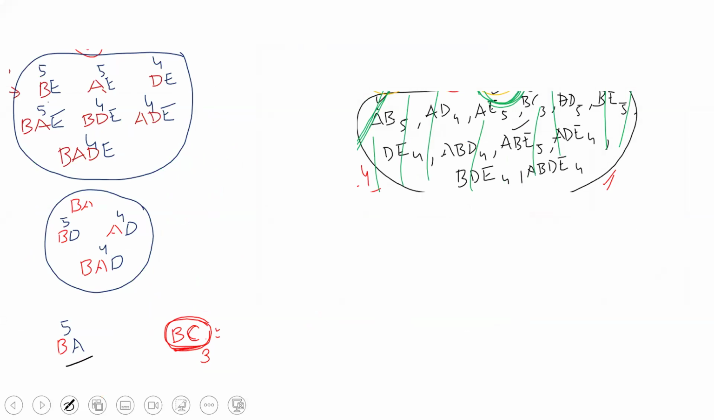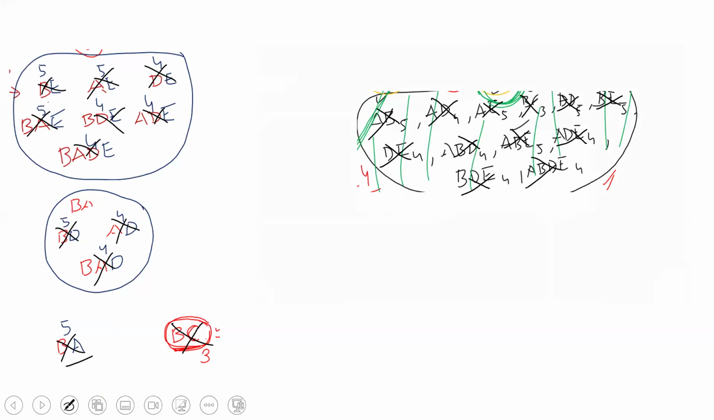Yeah, here it is. So we got this AB. So this got matched, and AD4 matched, AE5 matched, BC3 matched, BD5 matched, BE5 matched, DE4 matched, ABD4, ABD4 matched, ABE5 matched, ADE4 matched, BDE4 matched, BADE4 matched. Okay, so now we got the right result.